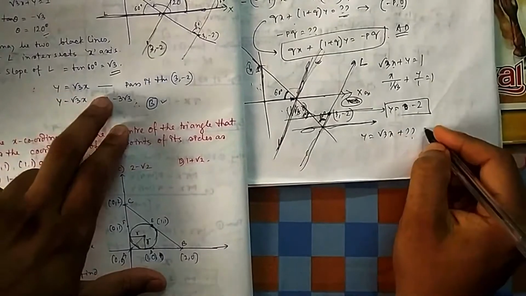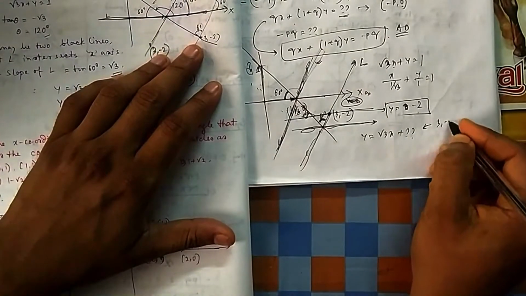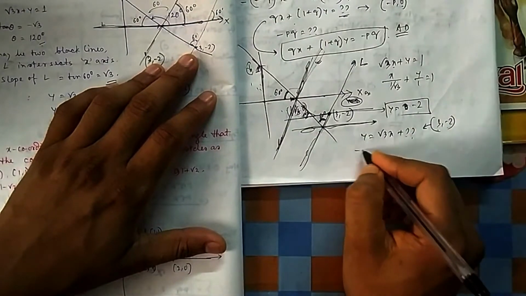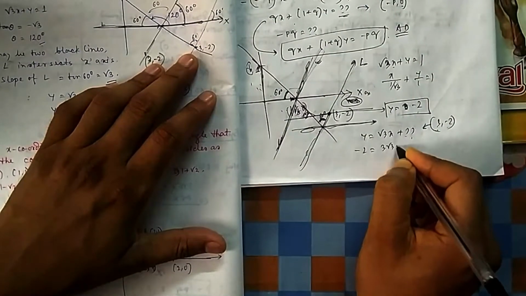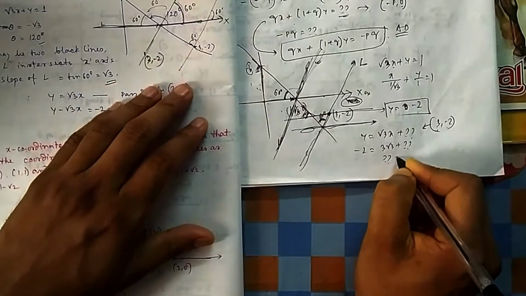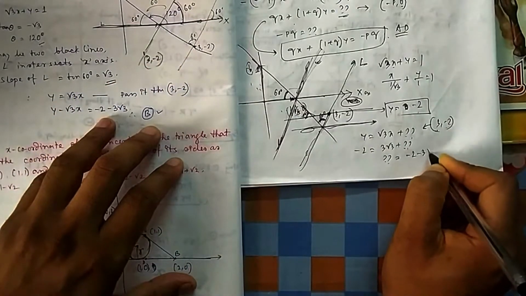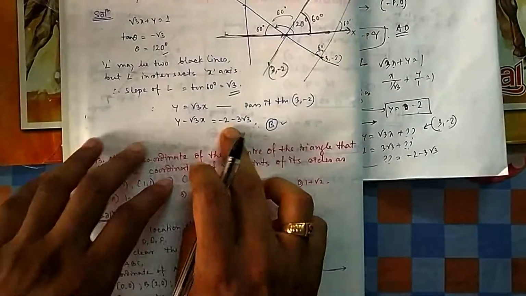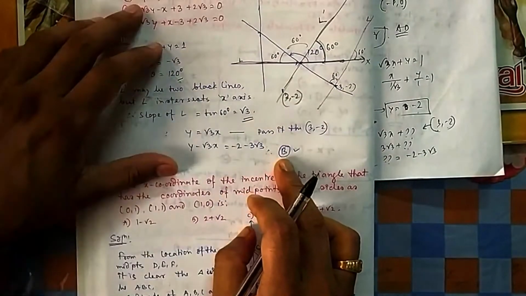Because this is the slope, and this has to pass through (3, -2). So I know the slope of this, and I am passing through (3, -2). So if you put in (3, -2), 3 root 3 plus blah blah blah. So your blah blah blah becomes -2 minus 3 root 3. So you put it again there. So your equation is y equal to, so you can see your equation is this one. So that means your option B. So 13, 14 again we have solved there.